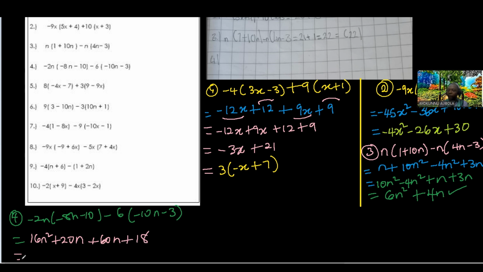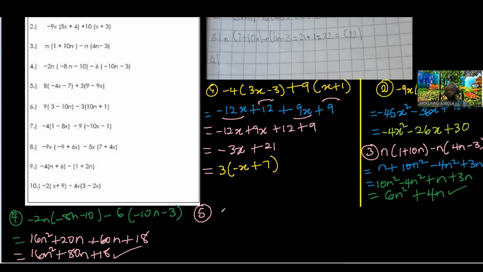Now this time around, what is common? 16n has no family. 16n squared has no family there. So nothing is common there. But 20n and 60n can be added together to get 80n. And positive 18 is a stranger. So, do you understand this? Yes.